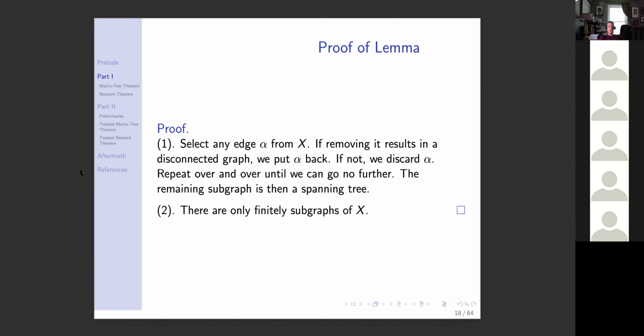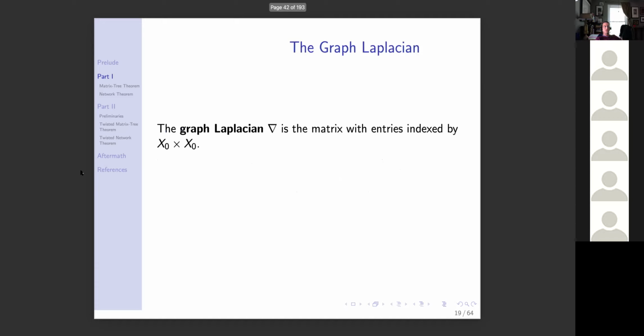By the way, this is not the only proof that there are spanning trees and there are only finitely many. Well, that there are spanning trees. There are other proofs, but this is the most conceptual one, and this is actually the proof that Kirchhoff uses in his monograph. He actually never uses the term spanning tree, but he talks about removing edges. And the result of which is this thing which we call a spanning tree. Any questions?